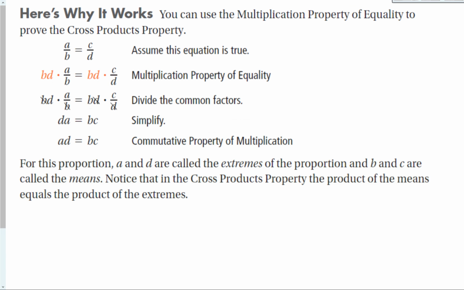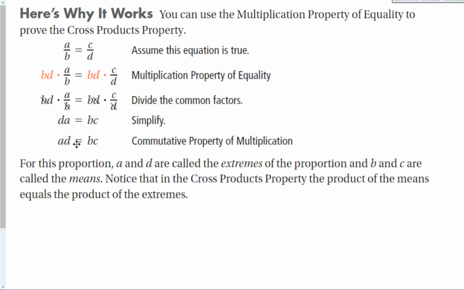And this is a pretty useful property to solve proportions. Let's see why this actually works. And this is a proof. Okay? So we can use the multiplication property of equality to prove the cross products property. You get to do a lot of proofs next year in geometry, but here's a pretty basic one. So if we assume that our starting equation is true, A over B is equal to C over D, we're trying to show that the cross products are equal to each other.